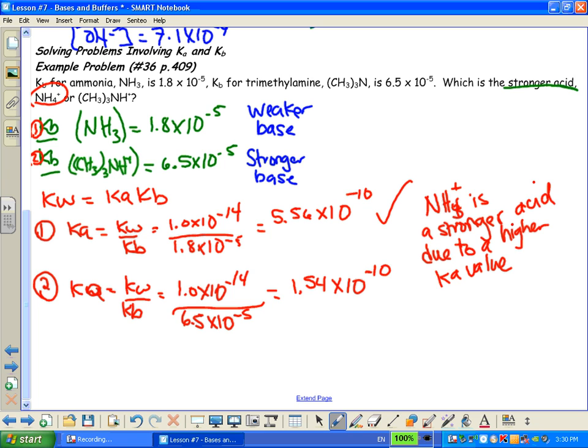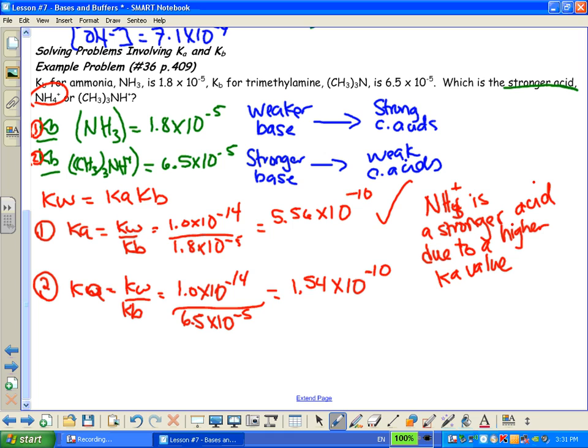So weak bases always have strong conjugate acids, and strong bases will always have weak conjugate acids. So without having to do all this work, you can just look and see which one is the weaker of the two bases, which would mean that it has a stronger conjugate acid.